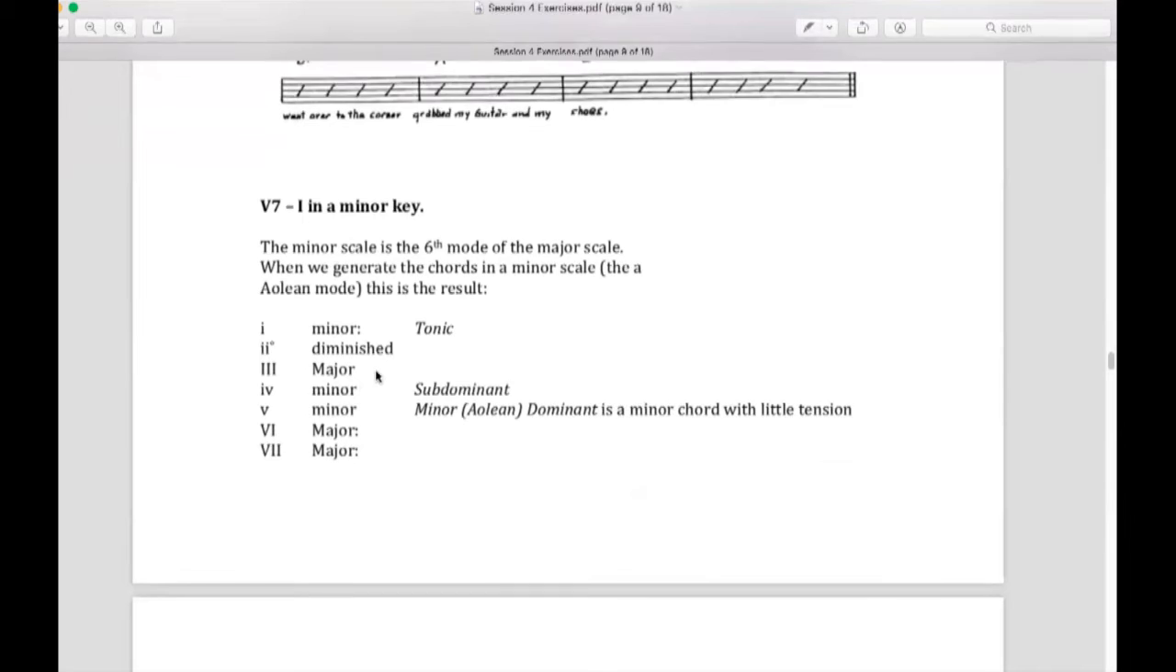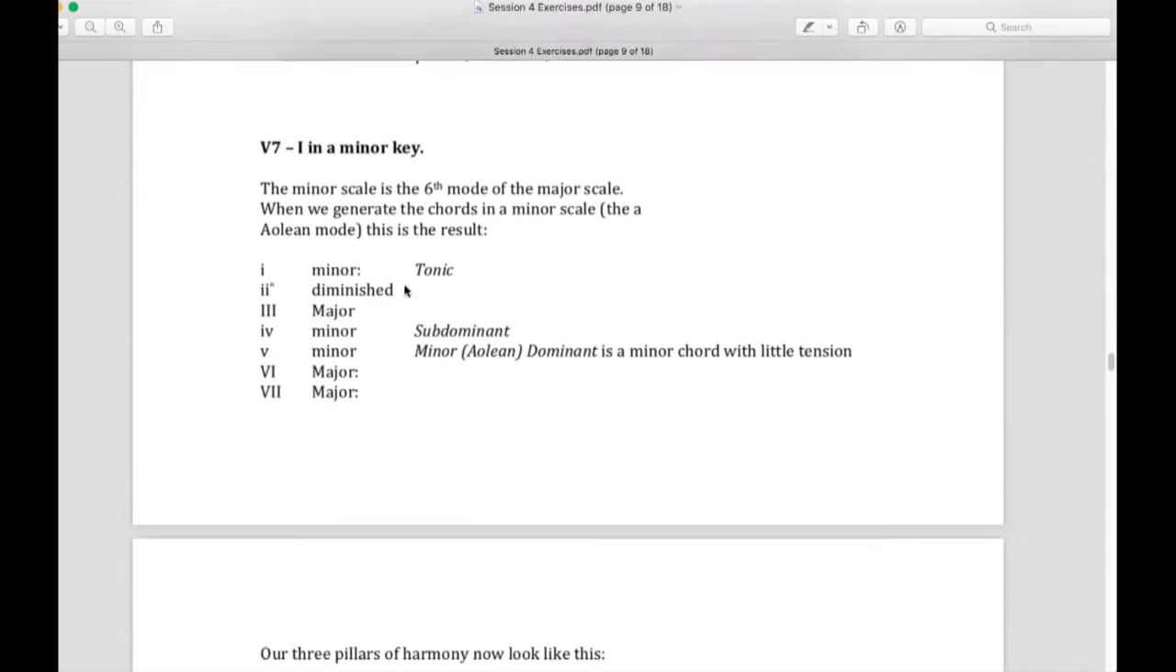I wanted to talk about 5/7 in a minor key. The minor key is the 6th mode of the major scale, and when we generate the chords in a minor scale, the Aeolian mode, this is the result. 1 is minor, it's tonic. 2 is diminished, 3 is major, 4, the subdominant, is minor, 5 is minor, 6 is major, 7 is major. So our 3 important chords, 1, 4, and 5 are minor.